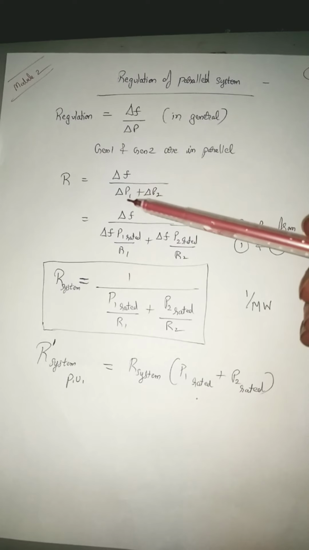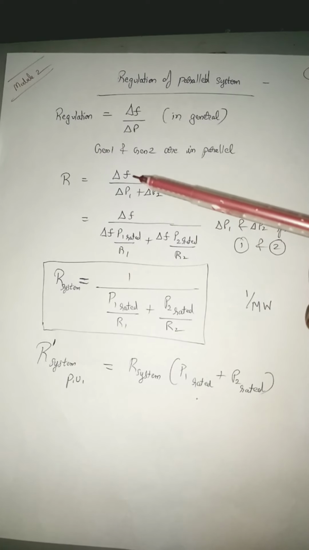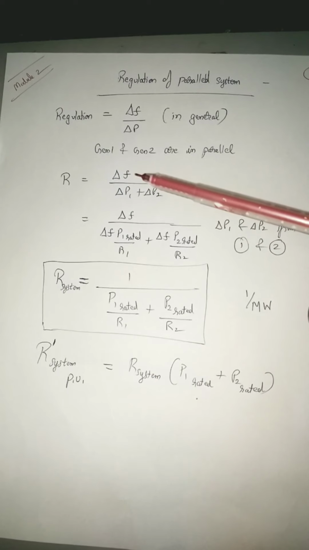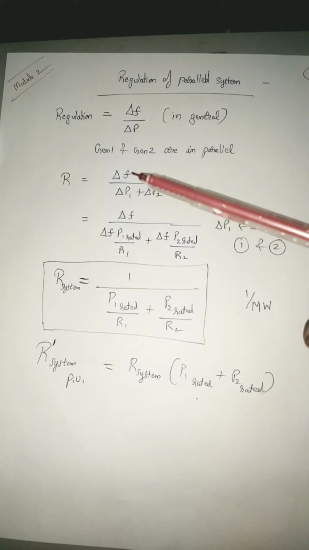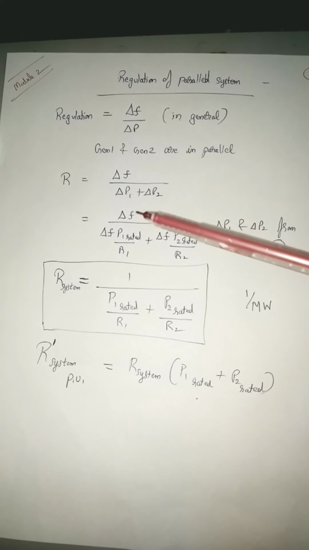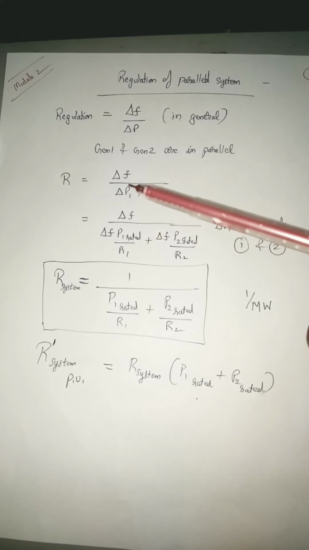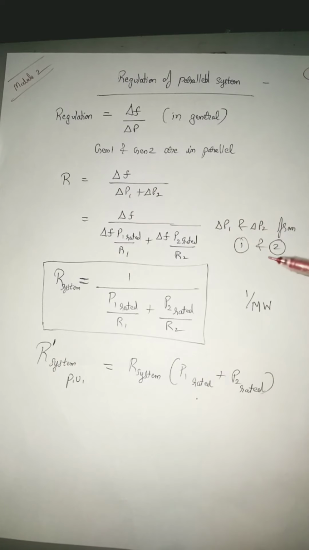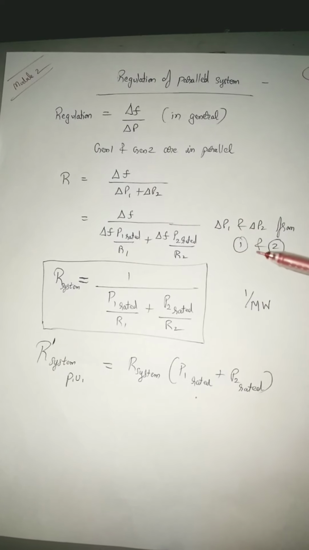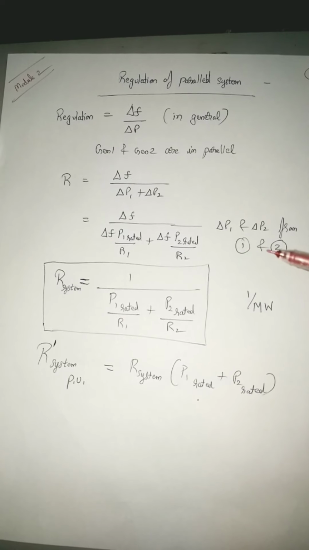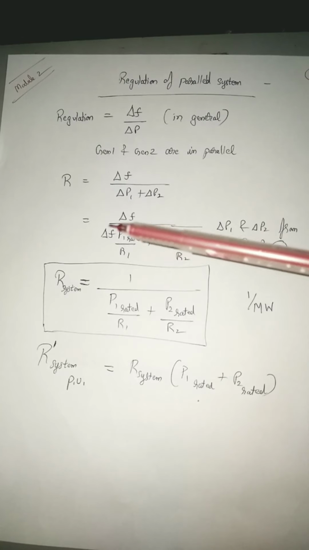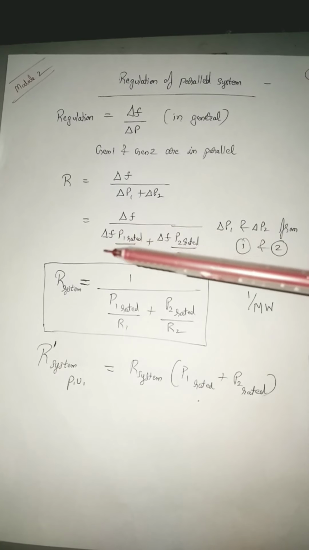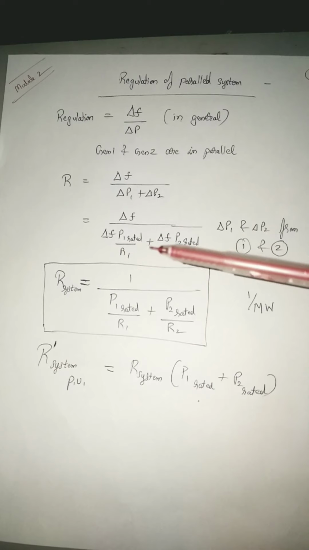Delta F divided by delta P1 plus delta P2. We have nothing to do with delta F because both the systems are in parallel. Frequency remains constant and frequency remains common to both of them. Now what I'll be doing is, in place of delta P1, I'll be substituting from equations 1 and 2. In the previous sheet, we have seen the expressions for regulation in case 2. From that, I'll be substituting for delta P1, which is given by delta F into P1 rated divided by R1 plus delta F into P2 rated divided by R2.